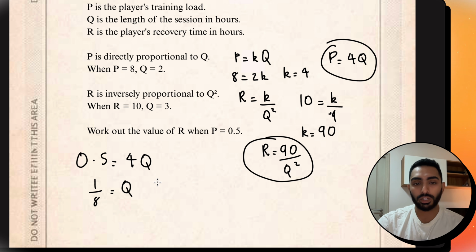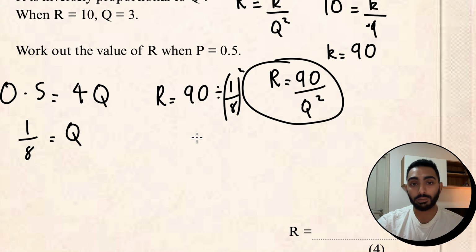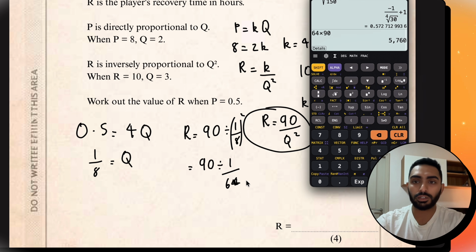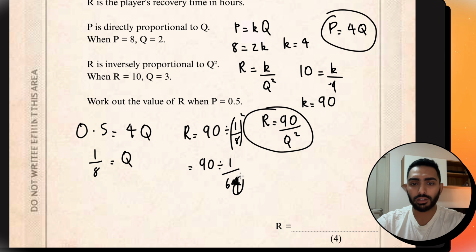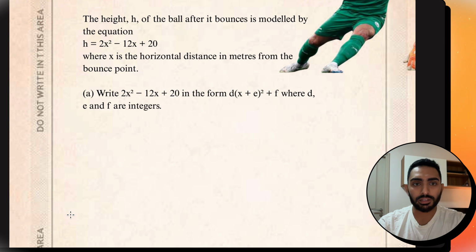We now know what Q is. We can put it into this second equation that we got. R is equal to 90 over 1/8 squared. Just write it like that, 1/8 squared. And we just need to find out what R is. 1/8 times 1/8 would be 1 over 64. 90 divided by 1 over 64. I need to multiply these two together, the 64 by the 90. Let's see what we get. 64 times 90, which is 5,760. 5,760.